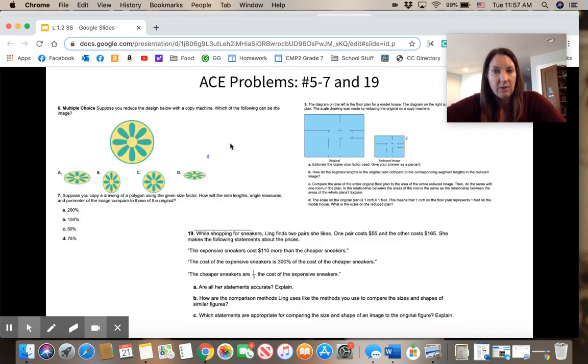And then today you have ACE problems 5 through 7 and 19. So I had to put them a little bit funky on the page here. So this is 5, 6, 7, and then 19.